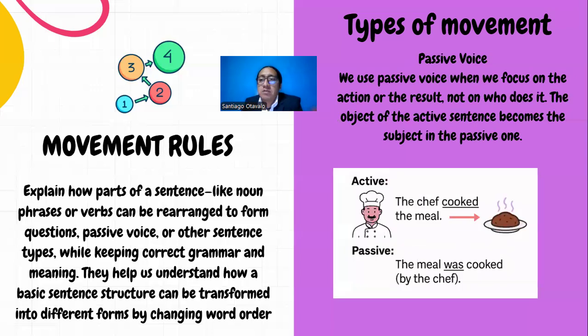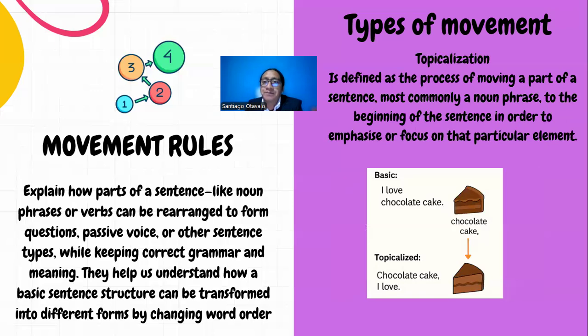Now, passive voice. We use passive voice when the focus is on the action or the result, not on who does it. The object of the active sentence becomes the subject in a passive one. For example, the first sentence is, the chef cooked the meal, but transformed to passive is, the meal was cooked by the chef. This is a passive voice.